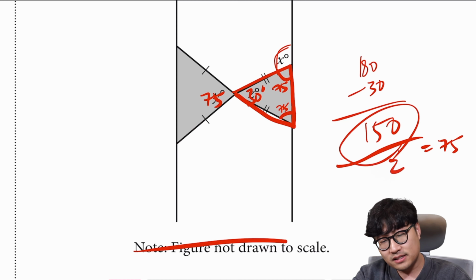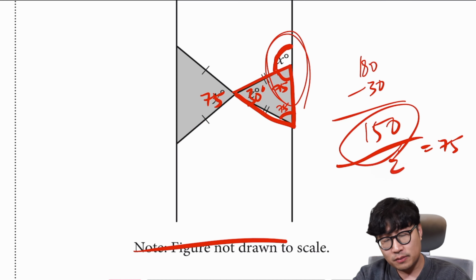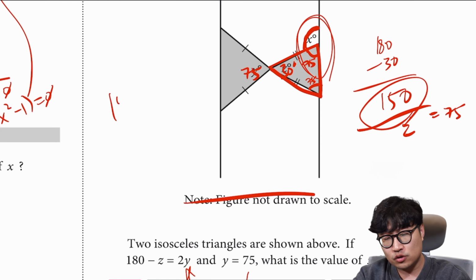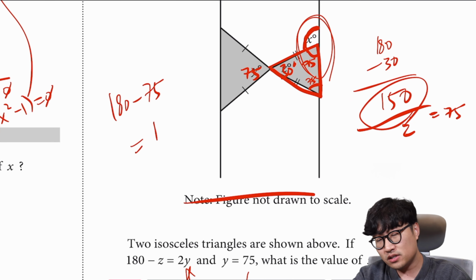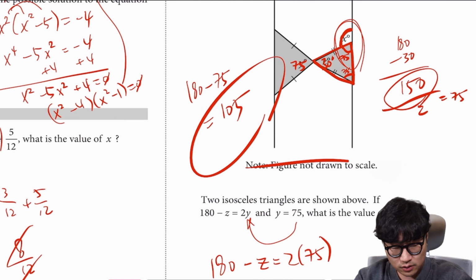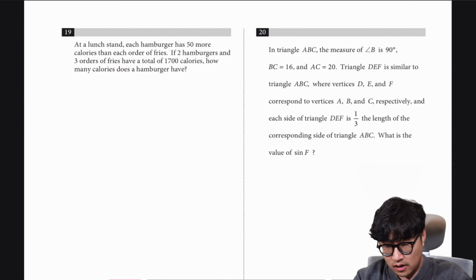Who put 75 as the final answer? It's not, because x is right there. It makes the supplementary 180 degrees with the 75. So you just do 180 minus 75, which is 105. So 105 degrees. All right, number 19.